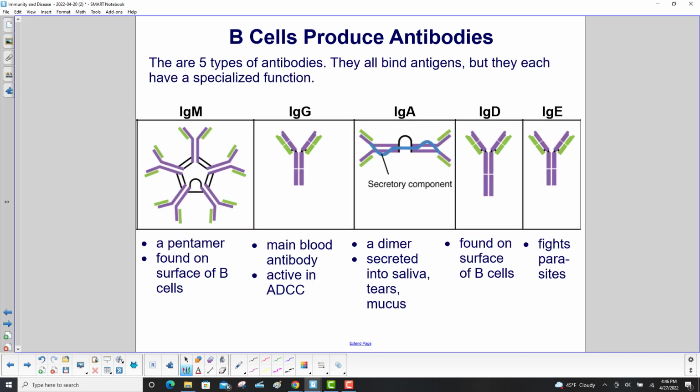There are 5 types of antibodies. They all bind antigens, but they each have a specialized function. Ig, which is immunoglobulin M, G, A, D, and E. This one is found on the surface of B cells. This is a main blood antibody. This is secreted into saliva, tears, and mucus. This one's found on the surface of B cells, and this one fights parasites.